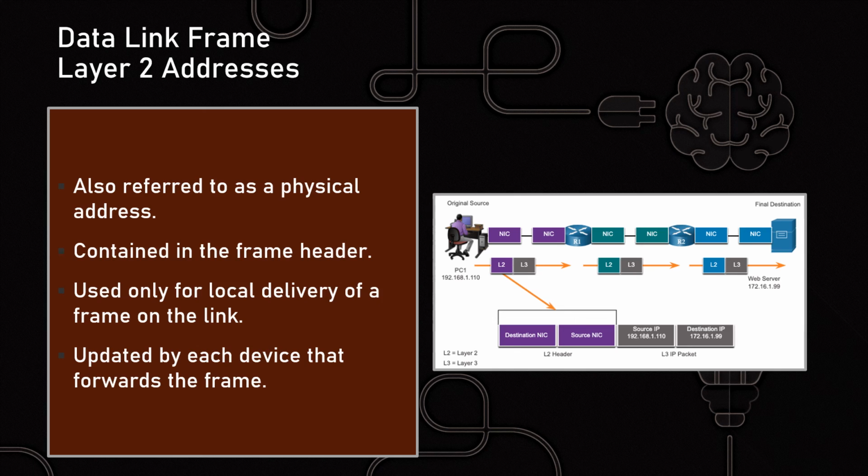Layer 2 addresses, also referred to as physical addresses, are contained in the frame header and are used only for local delivery of a frame on the link. They are updated by each device that forwards the frame, so that means as it goes from our host to R1, our source is going to be that first host, and the destination will be R1. When it arrives at R1, we then change the source MAC address to the MAC address for R1's outgoing interface. Then our new destination is the next router in sequence, R2. Same thing happens at R2, except that's the new source, and then the web server is the new destination.